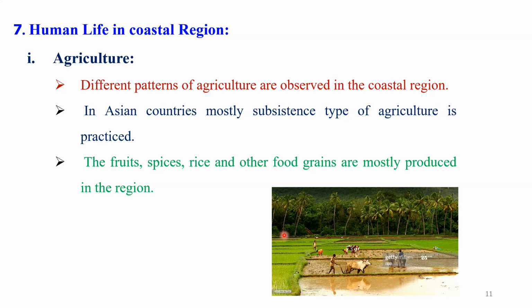One factor that controls the agriculture activity here is the soil fertility, because most part of the coastal area is also occupied by the salty or saline soil that is not useful for agriculture purposes. Therefore, the area where we have the fertile soil, that is the area where we observe agriculture activity.